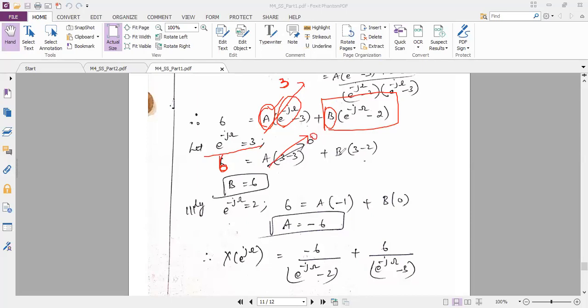My second term is plus b into, see this e power minus j omega, we have let it be 3. So 3 minus 2 is 1. So b is equal to 6. I hope you follow this. So successfully we got the b value.